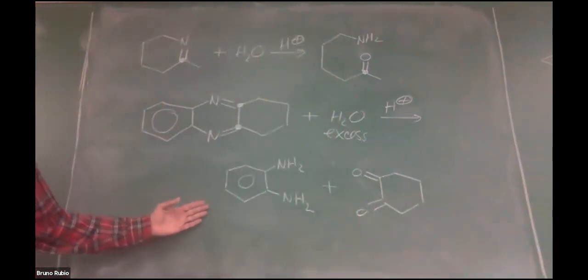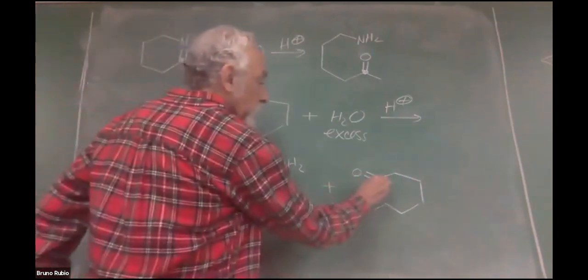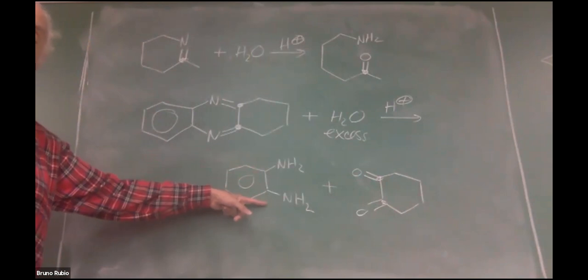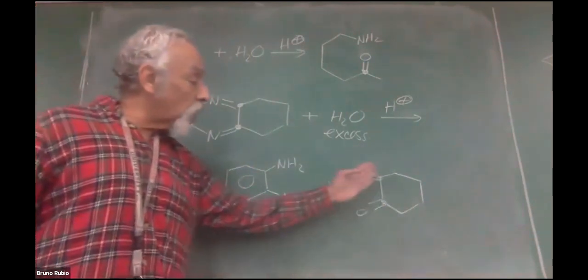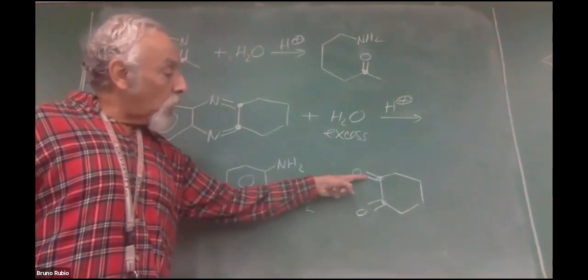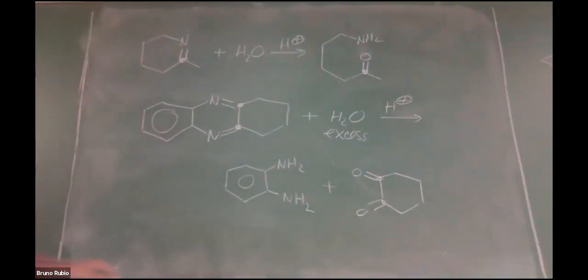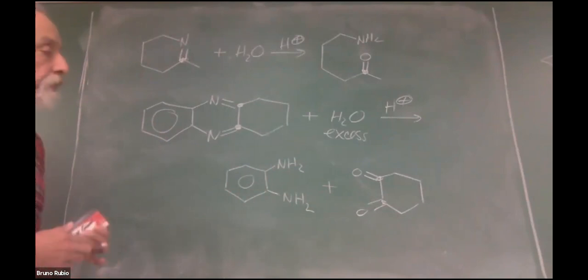So the products of this reaction would be this benzene-1,2-diamine and cyclohexane-1,2-dione. Okay.